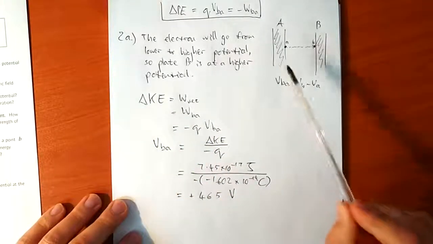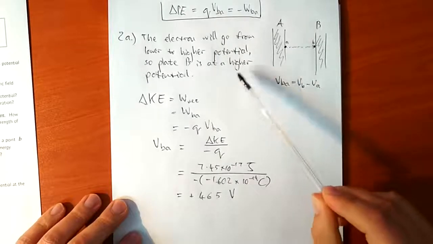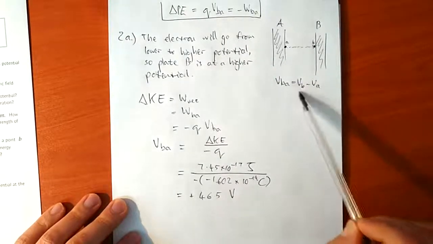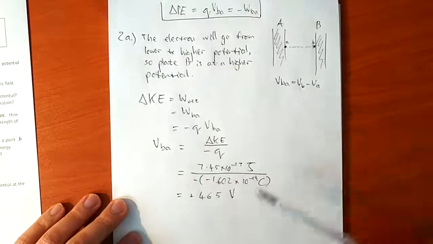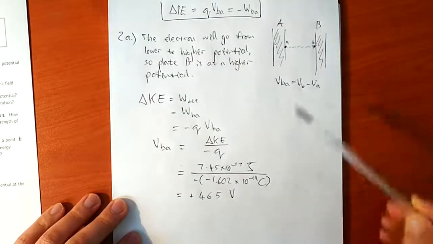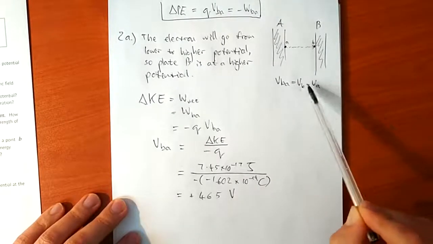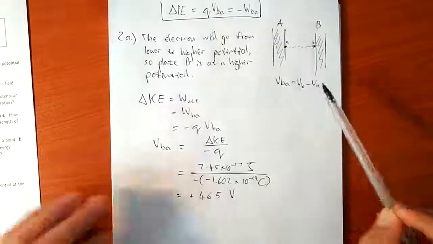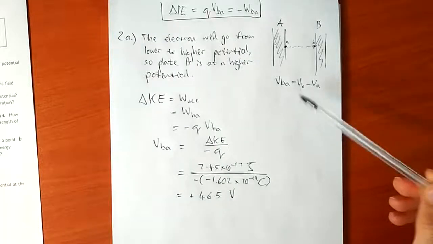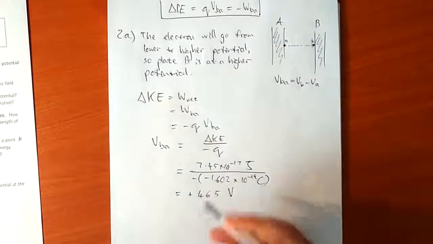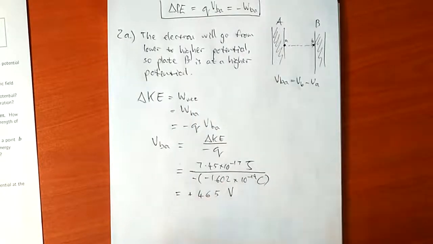And so we can immediately answer the second part, or we can see from here, this is the potential difference, VB minus VA. Now if this works out to be a positive value, as it does here, then that means VB is larger than VA. Otherwise, if VB was smaller than VA, then this would have worked out as a negative value. So we can also see from here that plate B has a higher potential.